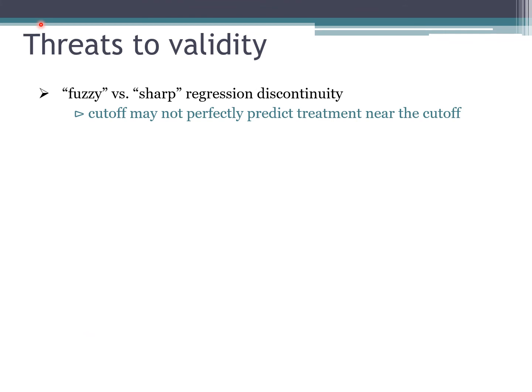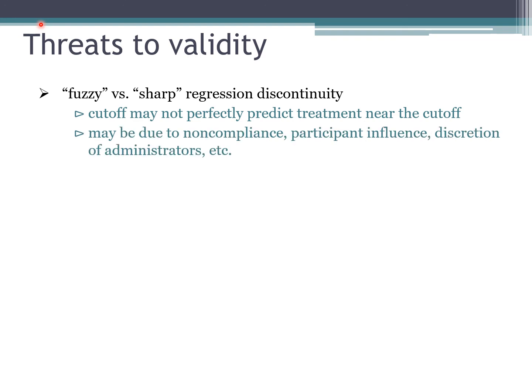We also have the concern I've mentioned already, but I guess we'll go through it again, this idea between fuzzy and sharp regression discontinuity. The concern here is that the cutoff may not perfectly predict treatment near the cutoff due to some of the reasons that I mentioned, so non-compliance. This is one that I didn't mention, but you might be assigned to the treatment group based on your assignment score being above the cutoff, but if you are allowed to choose not to comply, then you're not part of the treatment group. Now, maybe that's not possible, especially in the prison example.